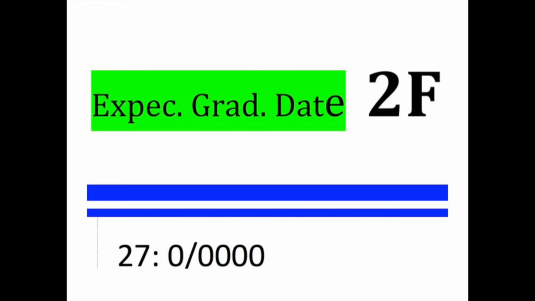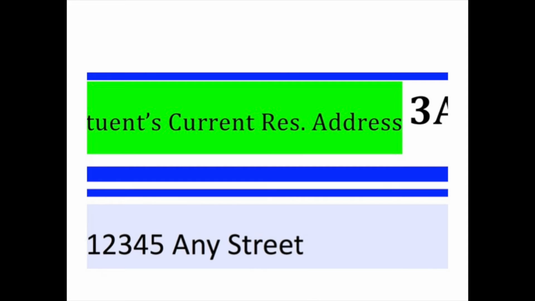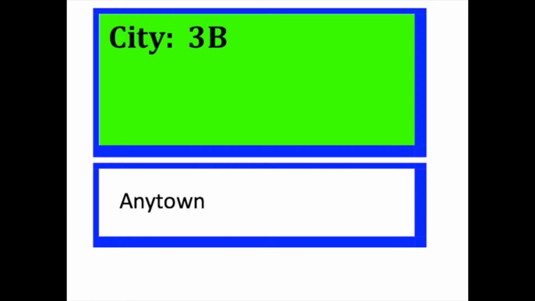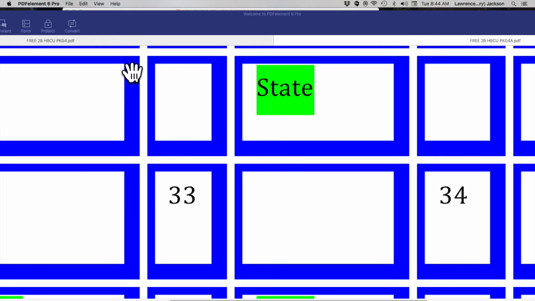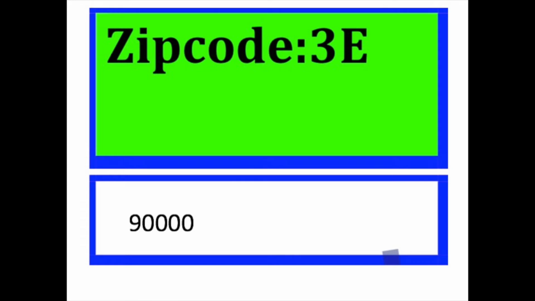In box 3A, enter the student's on or near campus address. In box 3B, enter student's city. In box 3C, enter student's phone number including area code. In box 3D, click the down arrow and select the two-letter state abbreviation of student's on or near campus state. In box 3E, enter the applicable zip code. In box 3F, click the down arrow and select the applicable time zone of the student's near or on-campus address.